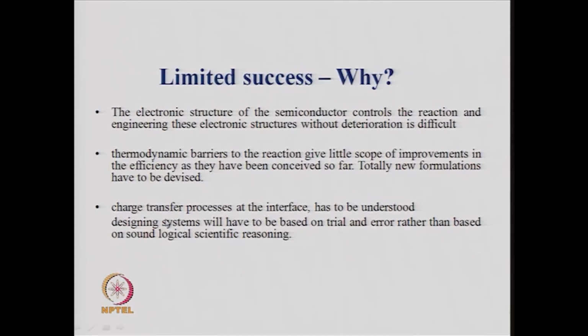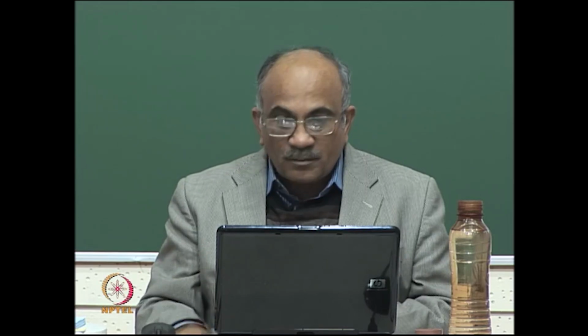The third point why we have limited success is that the charge transfer processes at the interface have to be understood, because if you want to design systems based on logic, then you have to understand the interface. Otherwise, most of the time you will be doing trial and error, and trial and error always takes a long time. And the charge transfer process has to be understood very well, because that is what will prevent recombination of the electrons and holes, and to improve the efficiency you have to stop the recombination of the electrons and holes. So, understanding the interface is very important for charge transfer processes.